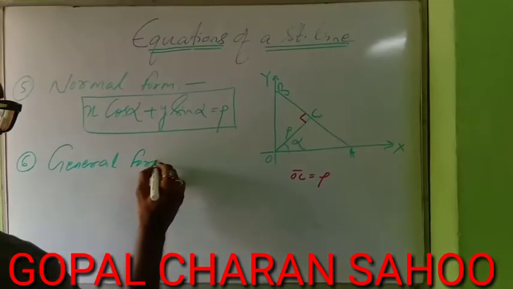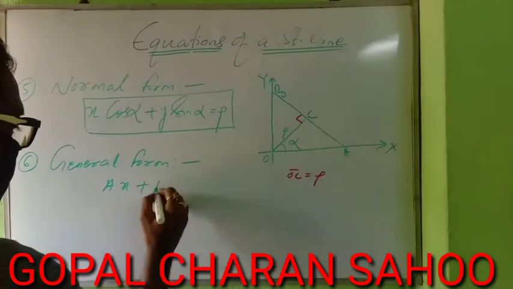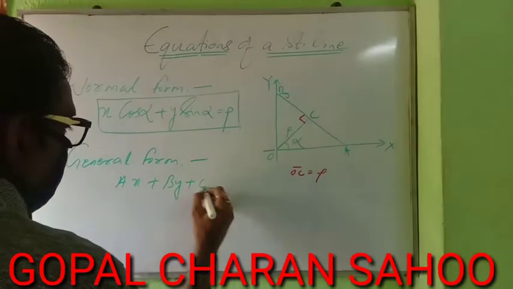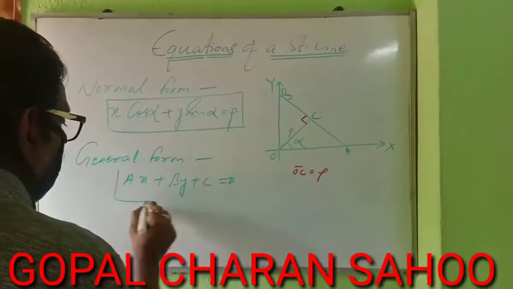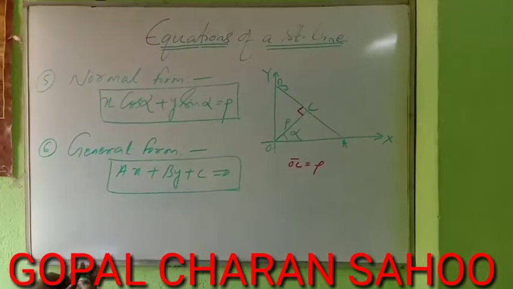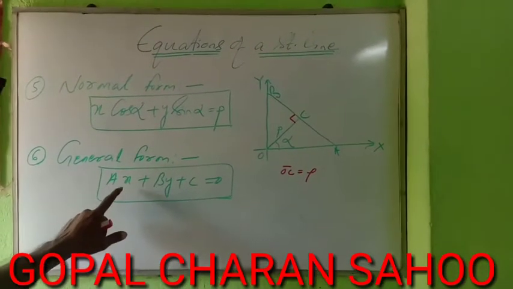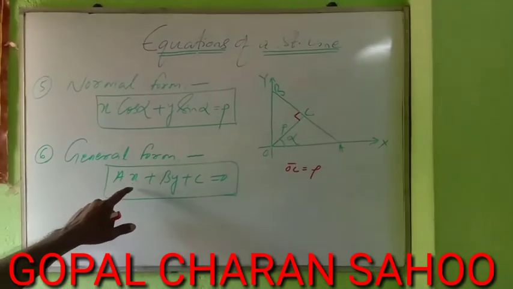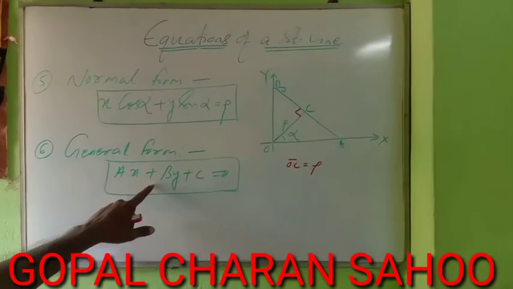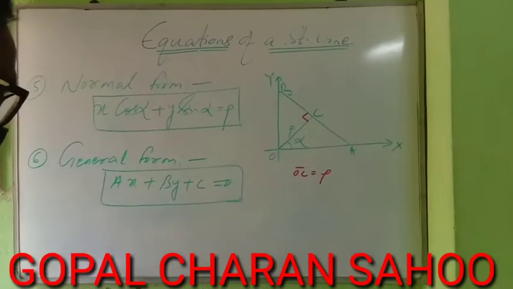General form will be like this: ax + by + c = 0. This one is the general form. Any straight line can be written in the form ax + by + c = 0. If the general equation of a line is given, from this we can find the x-intercept, the y-intercept, and the slope. I am just showing one part here.